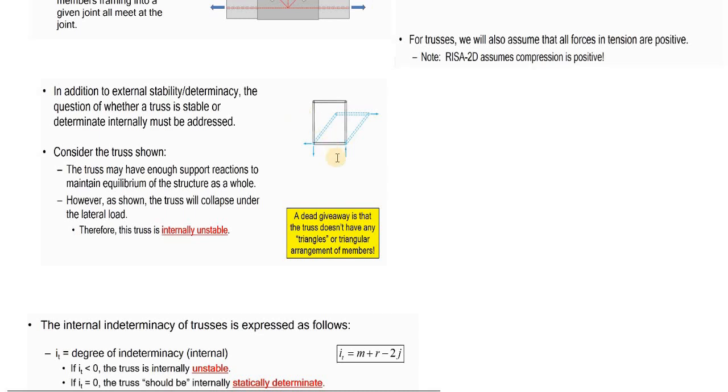But if we have a triangular arrangement of members, this is going to increase the stiffness, and it is going to make this truss internally stable. So in order for us to make this internally stable, we just need to introduce some triangles inside the truss. Okay, so we need to introduce some triangles inside this truss. So this is going to make the truss internally stable.